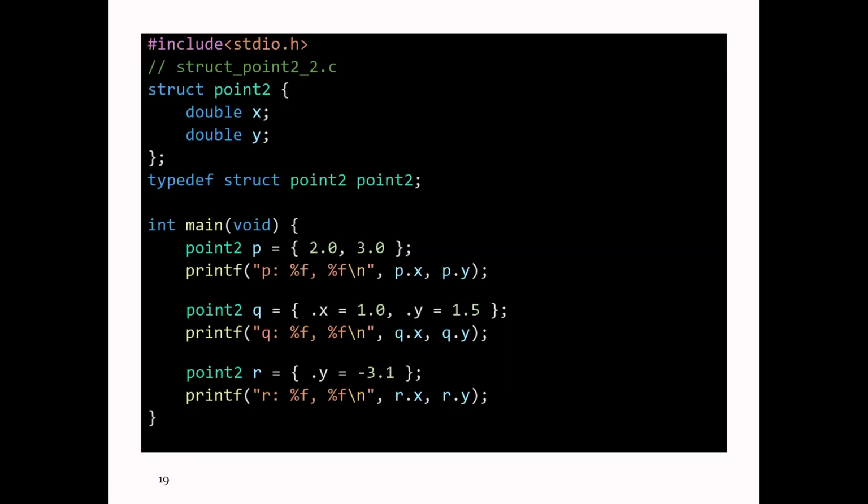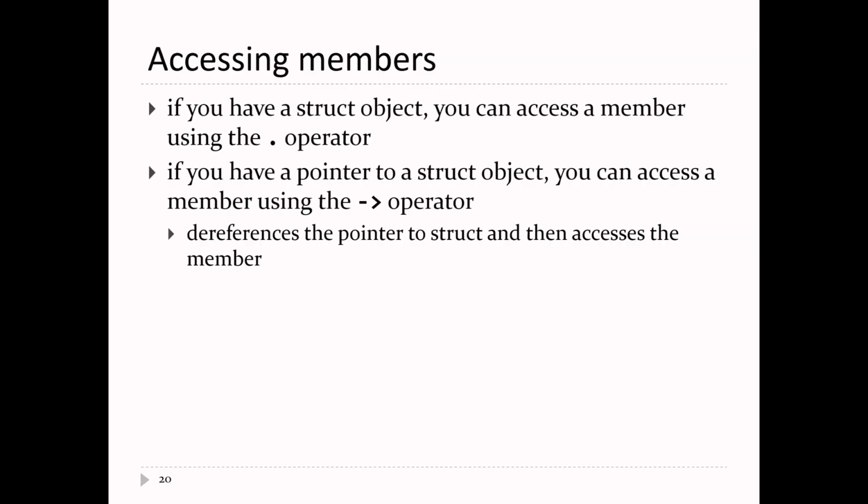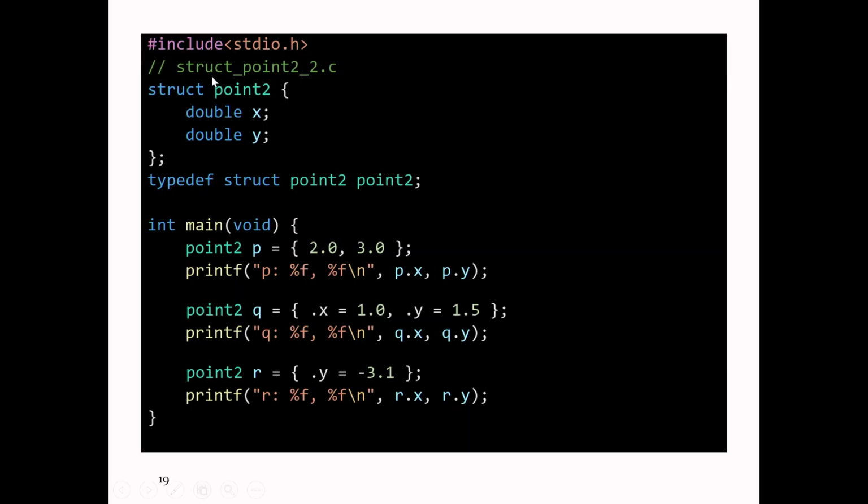Okay, so structs are like a poor man's class. That's one way to think about it. A long time ago, they were also called records, but that's going way back to the Pascal days. If you have a struct object, you can access the members using the dot operator. So here, p, q, and r are all struct point2 objects.